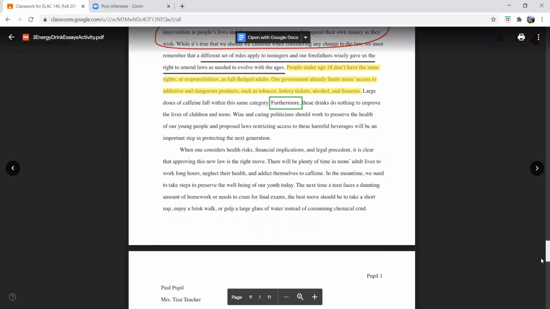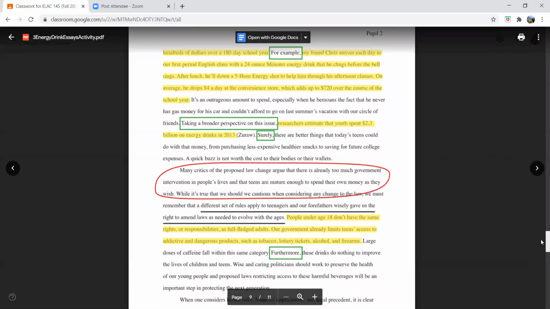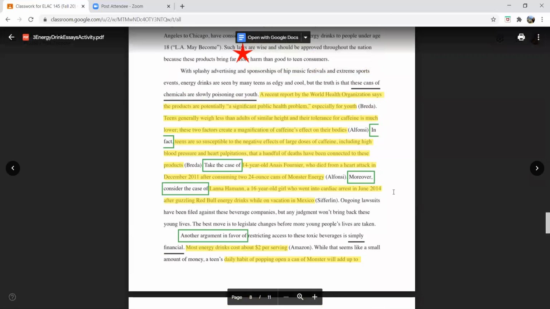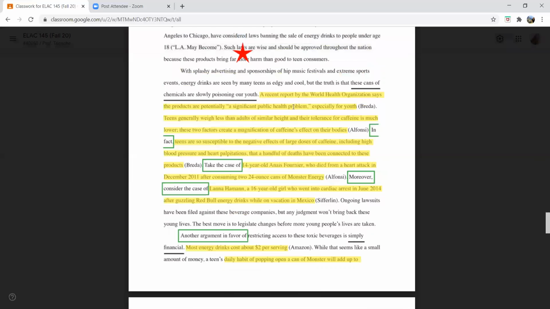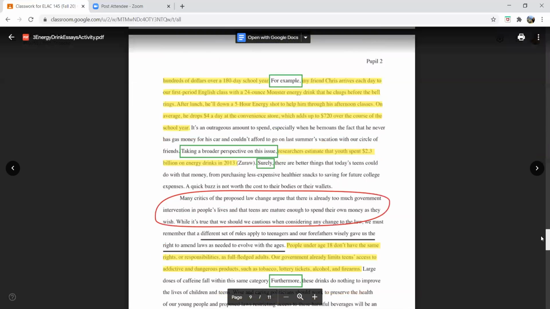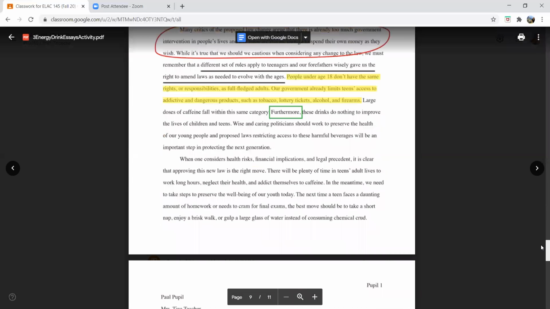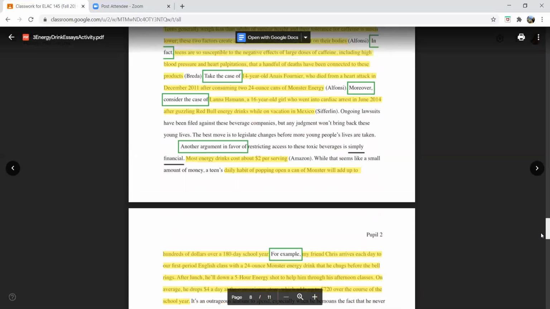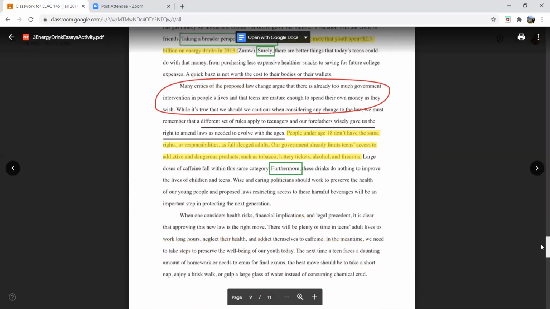Did she talk about health risks in the first body paragraph? Cans of chemicals slowly poisoning our youth. Yeah, I think that's about health risks. We always want to tie it together. Let's take a look. Financial implications. Did she tell us about how much these energy drinks cost and that it's expensive for teens? Simply financial, the cost, boom. Okay, I'm just checking to see if it matches.